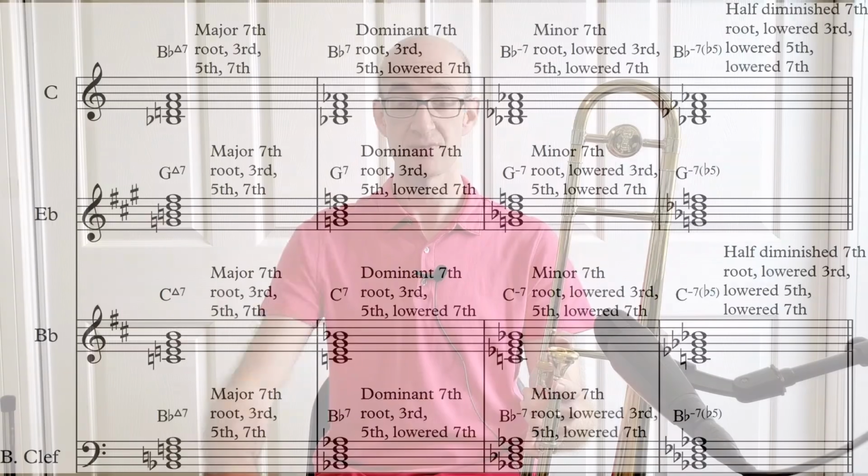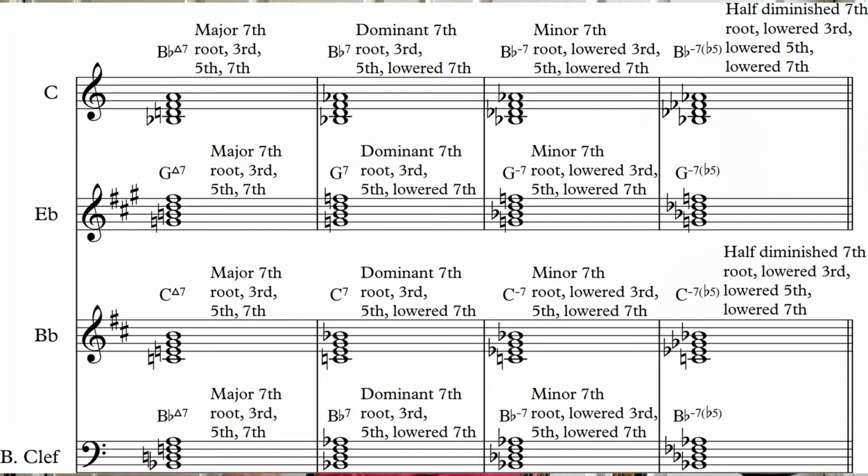Our next one listed is a minor 7th. So now we have a minor triad on the bottom and a flat 7. So we have a B flat, a D flat, an F, and an A flat.